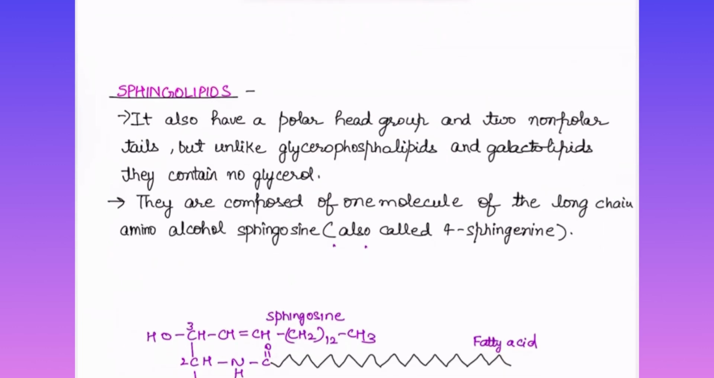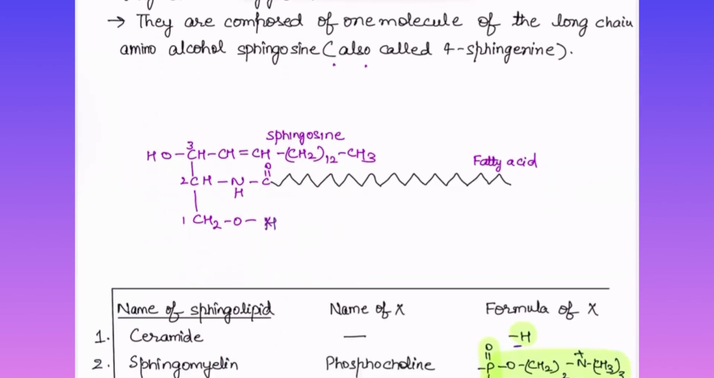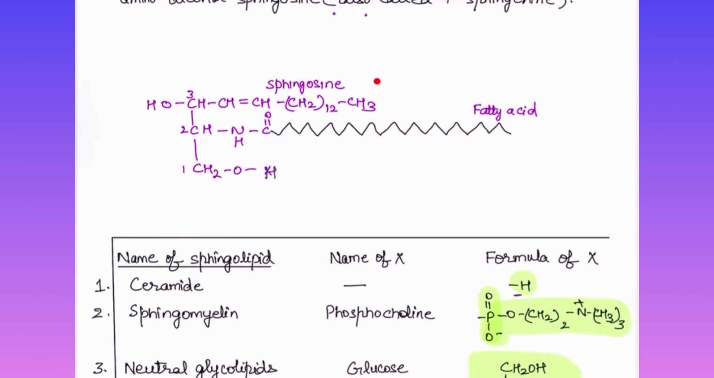Next, we have sphingolipids. Sphingolipids are also a type of structural lipids. They also have a polar head group and two non-polar tails, but unlike glycerophospholipids and galactolipids, they contain no glycerol. They are composed of one molecule of the long chain amino alcohol sphingosine, also called 4-sphingenine. To the third carbon, the sphingosine group is attached.